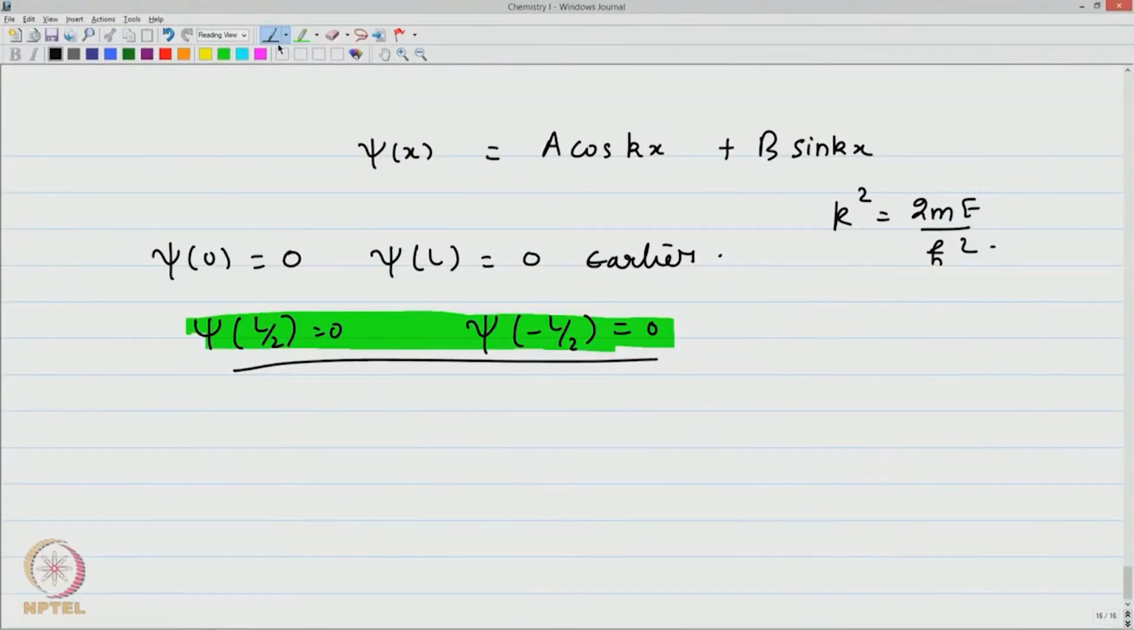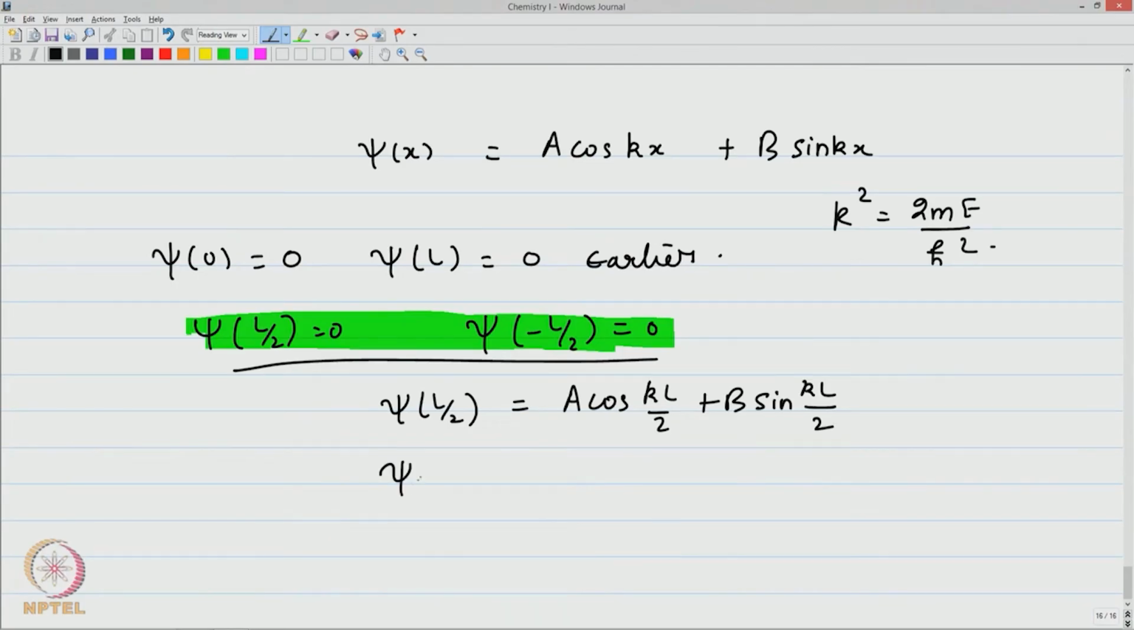Now, for psi of L by 2 equal to 0, if you substitute x is equal to L by 2, you have a cos k L by 2 plus b sin k L by 2.